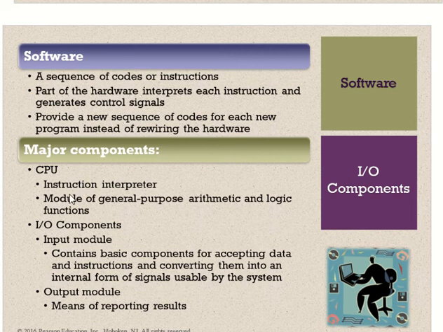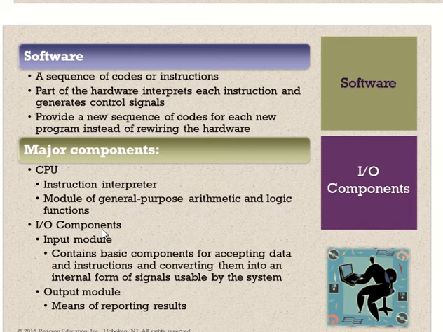So here are the major components. The CPU is the main component of your computer system. It has the general purpose arithmetic and logic unit, and it has the interpreter. The interpreter interprets the instruction and generates the control signal. The arithmetic and logical unit performs the action based on the control signal. Fine.